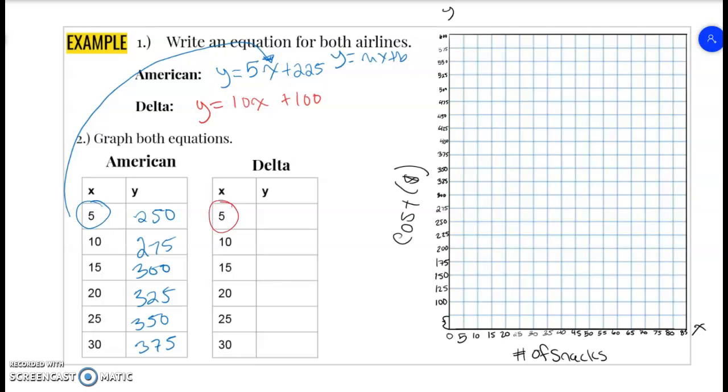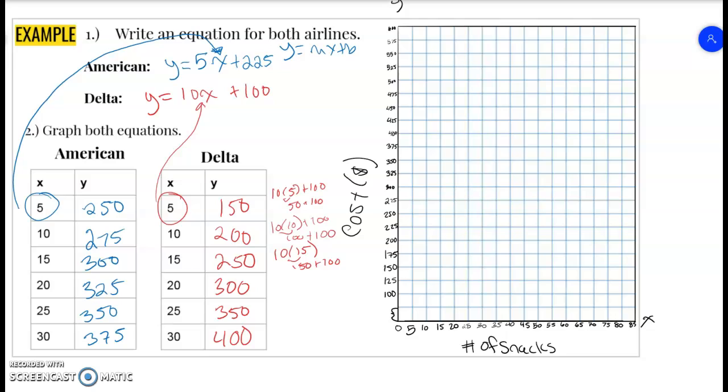So I'm going to do the same thing, except now I'm going to plug the 5 into my 10. So I have 10 times 5 plus 100. So that would be 50 plus 100, which is 150. And then if I do 10 times 10, which is 100, plus 100 would be 200. And then again, if I did 10 times 15, what would I get? 150 plus 100, which would be 250. So keep going with this pattern and figure out the rest.